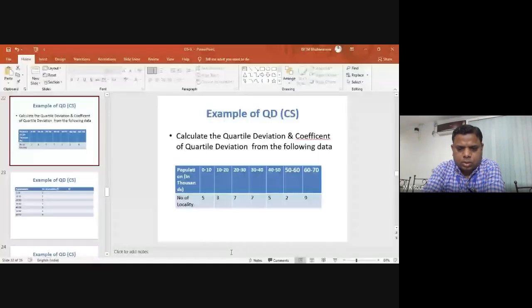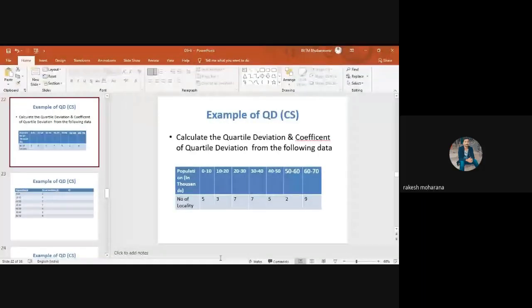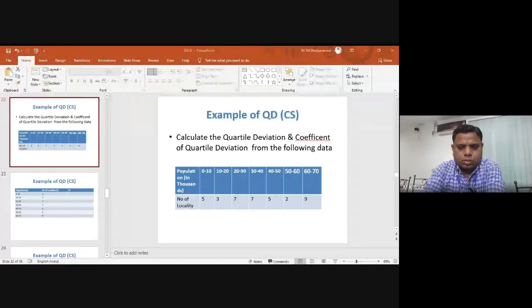Try to solve this one. Sir, slide off हो गया. Is it visible? I've already shared. Not visible. Yes sir, now visible. Okay. Just note down the data, then we'll proceed.